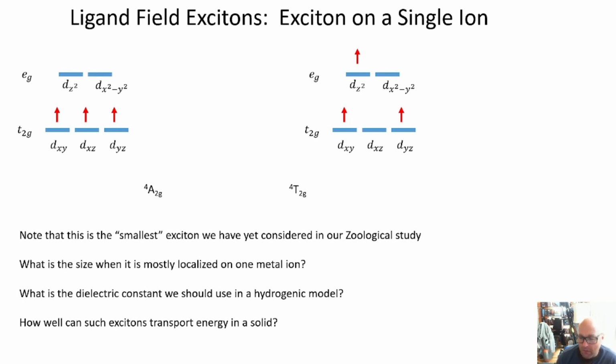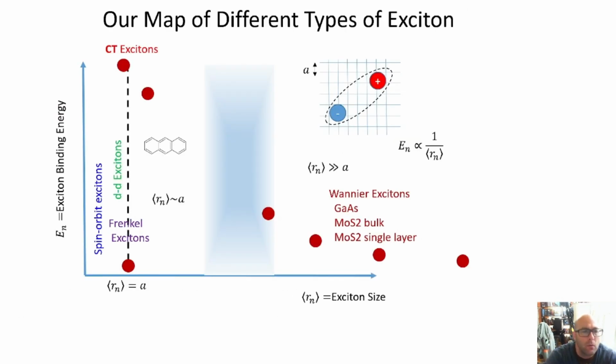And then probably the most interesting and hopefully practical question is, can these types of excitons be used for anything in a solid? Can we transport energy? Can we make solar cells? Can we make photoconductors, et cetera? And so where do we put them in our map of the excitons? Down here, do we put them where their size is about a lattice constant, or is it a little bit less? It's honestly hard to know.